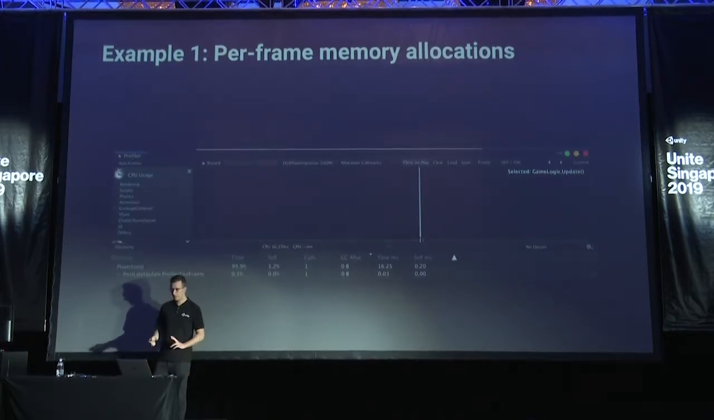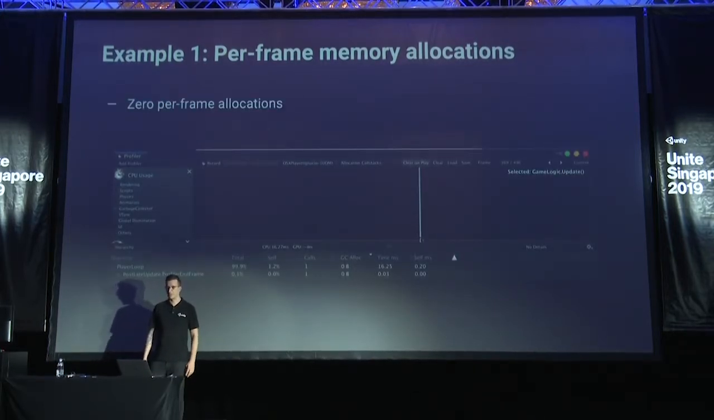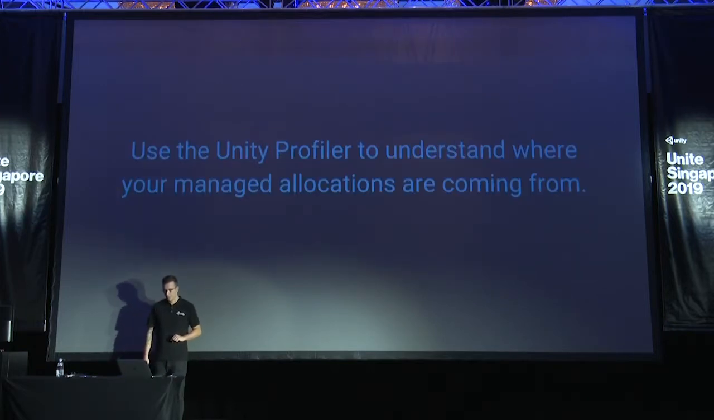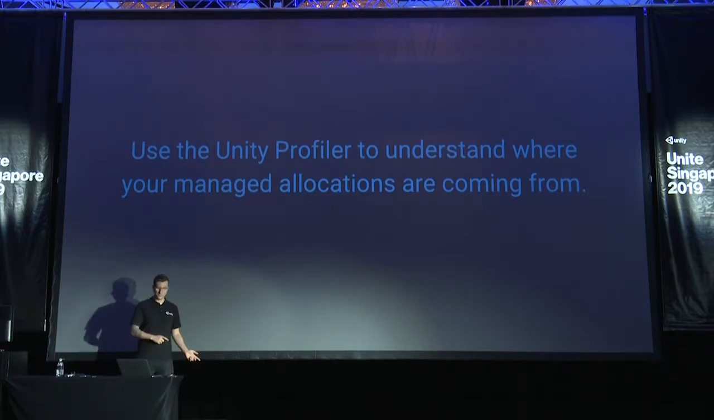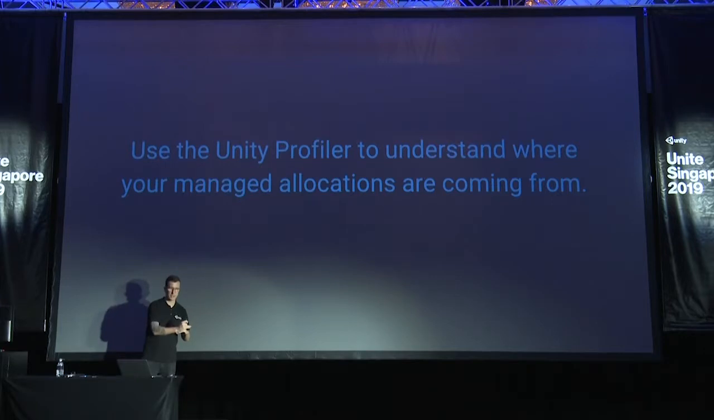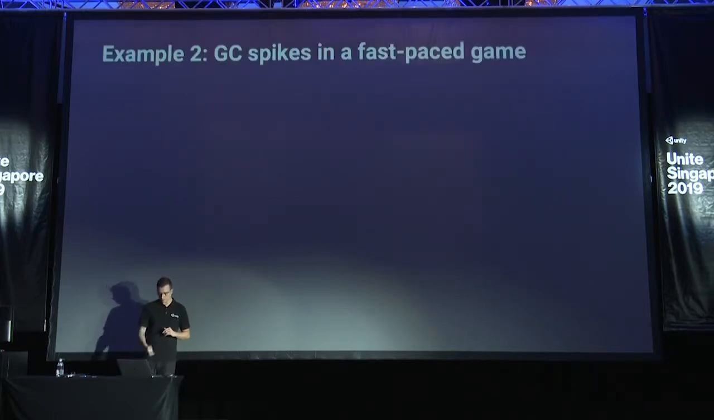So after all of this, what we can see is that we have 0 per frame allocations and no GC spikes. So in this particular example, the problem was solved. The lesson from that is that we should learn how to use the Unity profiler and understand where your managed allocations are coming from. So we saw that we started with a profiler. We saw where the GC allocation is coming from. We identified the problem and quickly solved it.